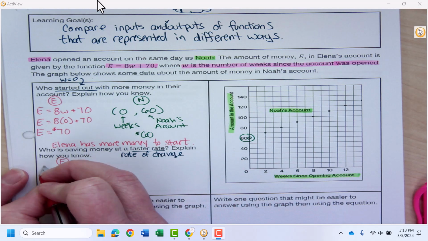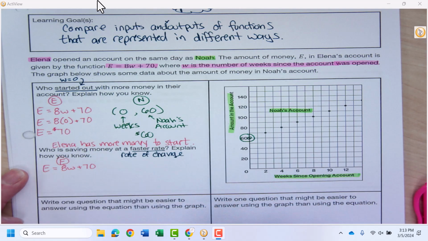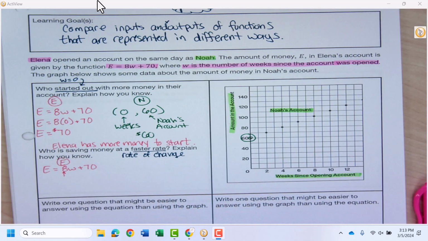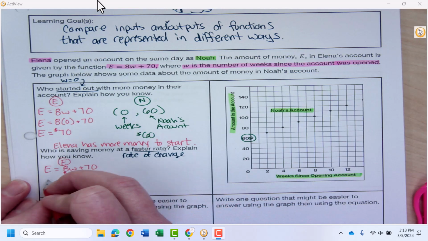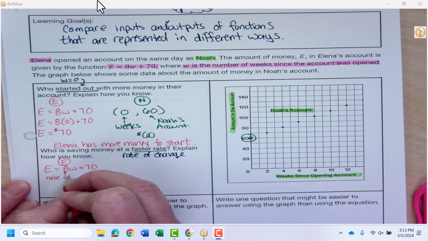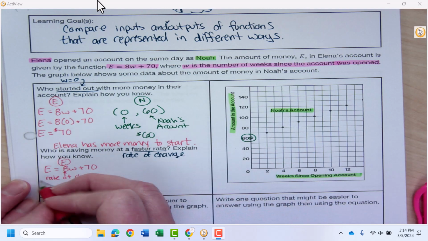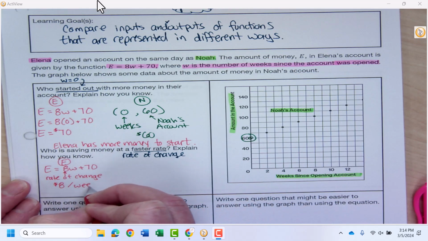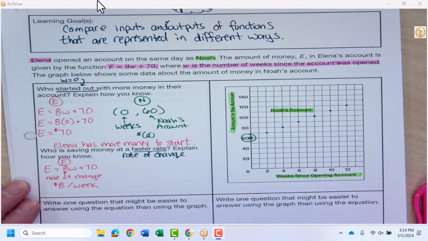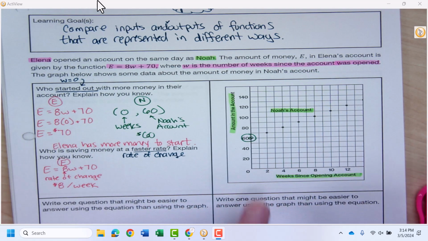So again, all we have from Elena is this equation, but this number is the rate of change. That's how much her account is changing every single week. So every single week, there's another $8. $8 per week. So we found the rate of change for Elena. Let's find the rate of change for Noah.